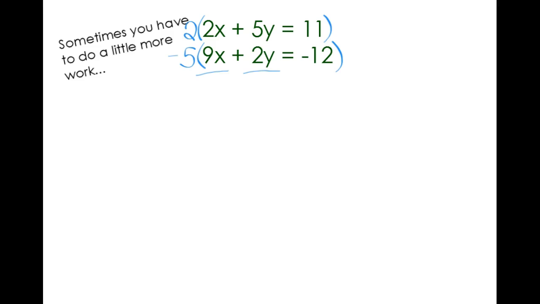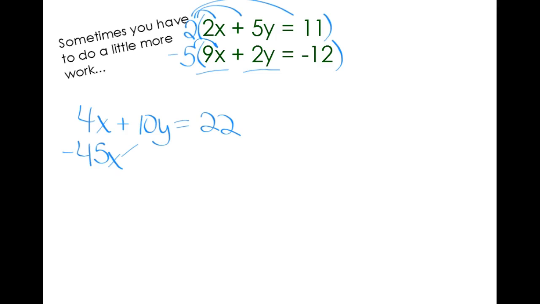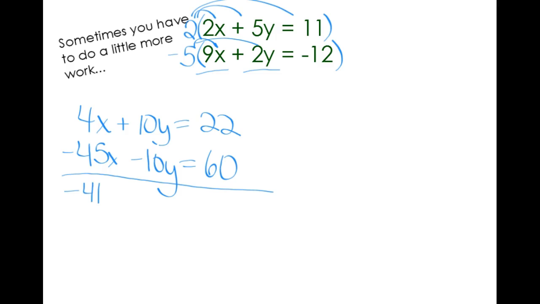4x. So I'm distributing here. 4x plus 10y equals 22. Negative 45x. Well, that's a big juicy one. We'll get through that one. Negative 10y equals, and that is 60, I believe. Check my math in the background there. Negative 45 and 4. Oh, that's negative 41. And then gone. That's the whole point. And then this is 82.